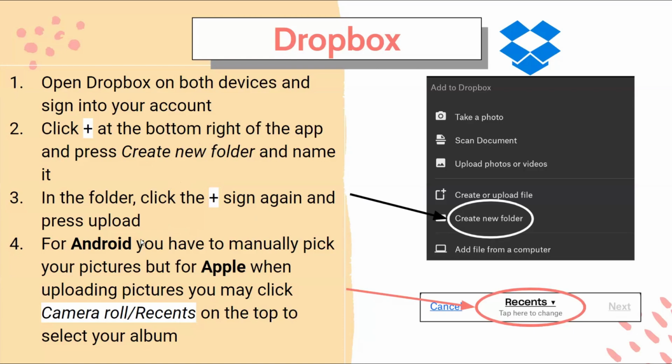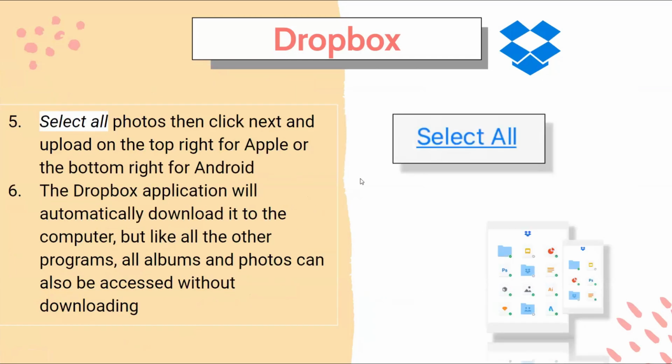For Android, you have to manually pick your pictures, but for Apple, when uploading pictures, you may click Camera/Recent on the top to select your album. Then press Select All Photos, then click Next and Upload, on the top right for Apple or the bottom right for Android. The Dropbox application will automatically download to the computer, but like all the other programs, all albums and photos can be accessed without download.